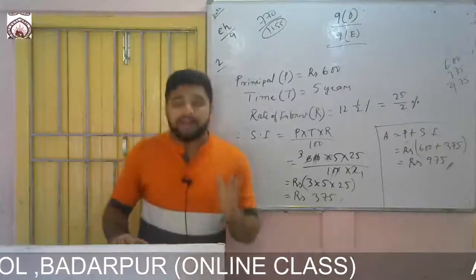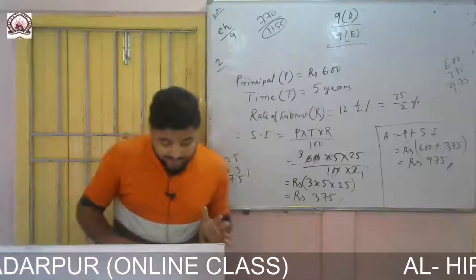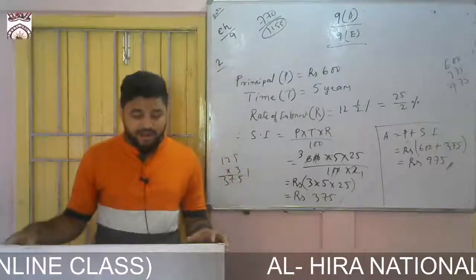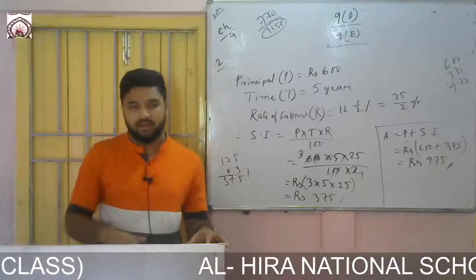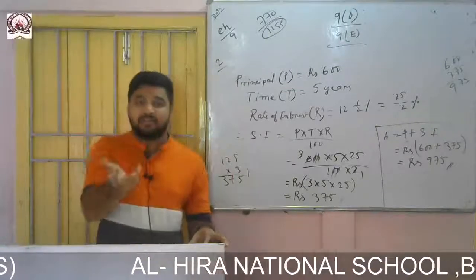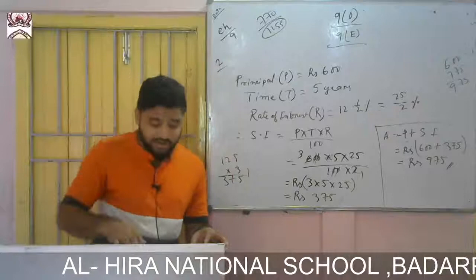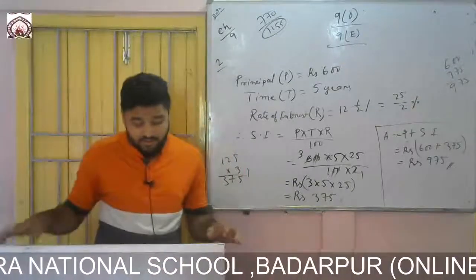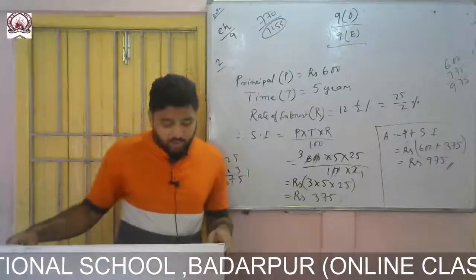Rupees 8,500. And the bank will pay 18% interest per year. If you take the amount after 3 years, how much will you get? Find the amount we will receive after 3 years.